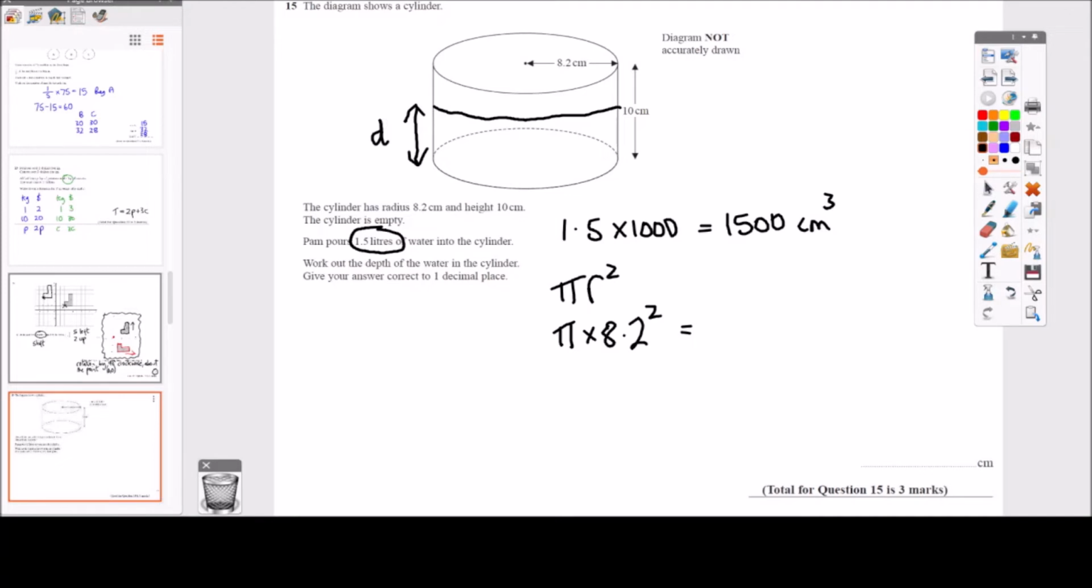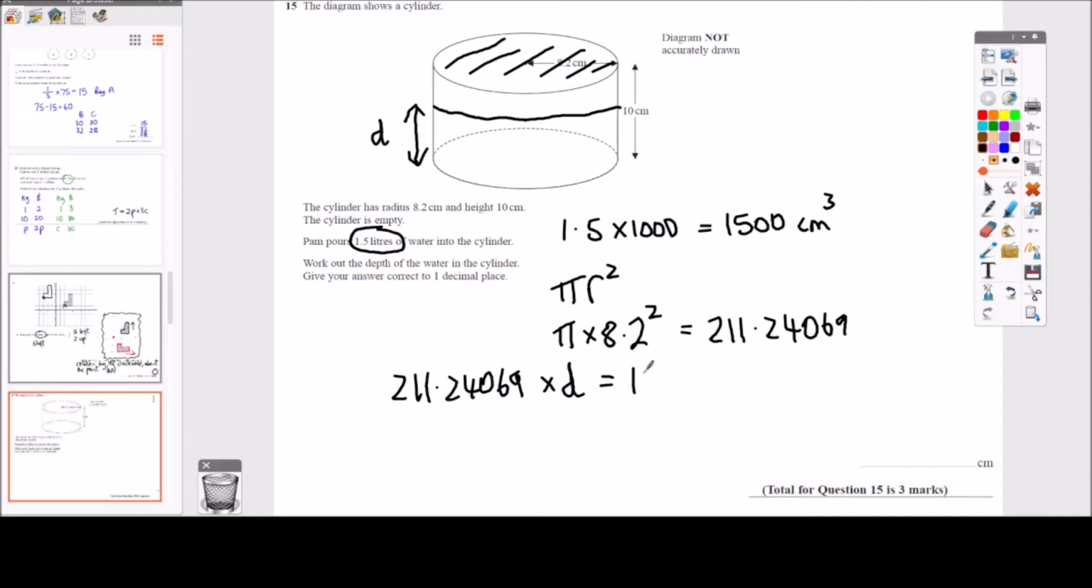Now I could press the SD button and turn that into a decimal. In fact, I think I will on this occasion. So that gives me 211.24069. So that is the area of the circle, the area of the cross-section. Now, to work out the volume, you take this area of the cross-section, you multiply it by the depth of the water, and this gives you the volume, which is 1,500. So rearranging this, the depth of our water is going to be 1,500 divided by 211.24069.